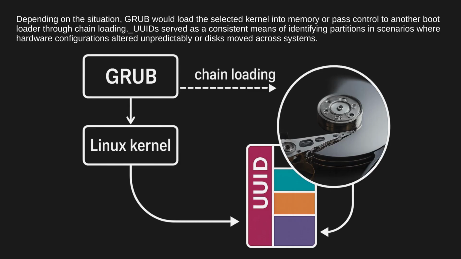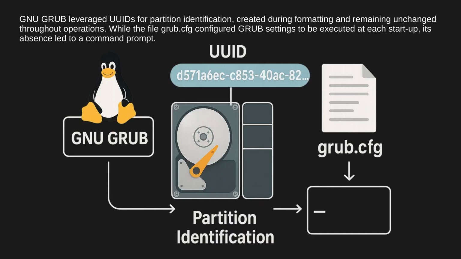UUIDs served as a consistent means of identifying partitions in scenarios where hardware configurations altered unpredictably, or disks moved across systems. GNU GRUB leveraged UUIDs for partition identification, created during formatting and remaining unchanged throughout operations. While the file grub.cfg configured GRUB settings to be executed at each startup, its absence led to a command prompt.